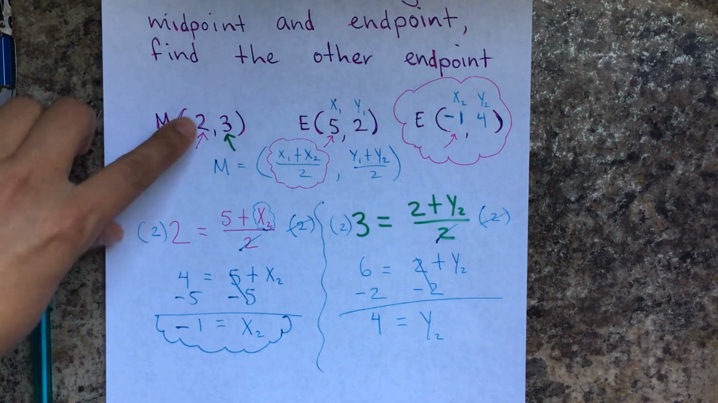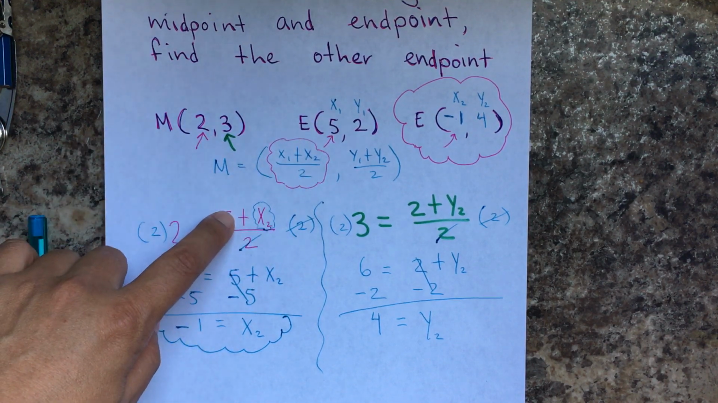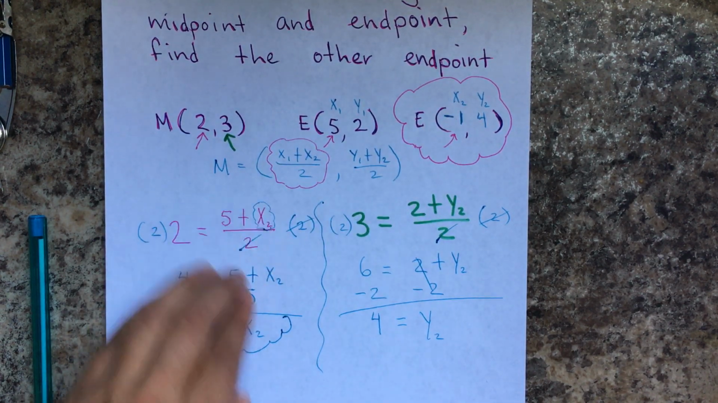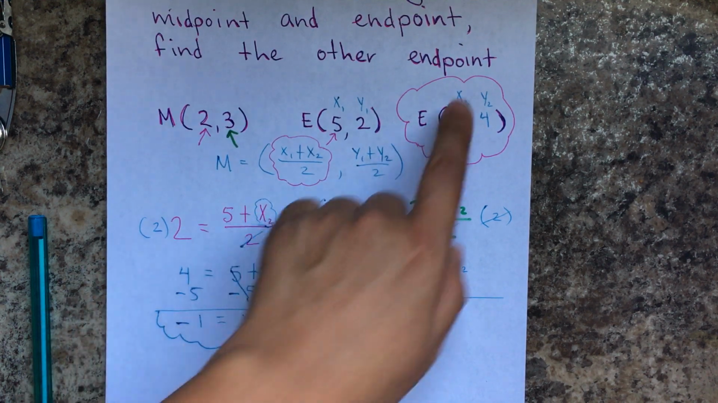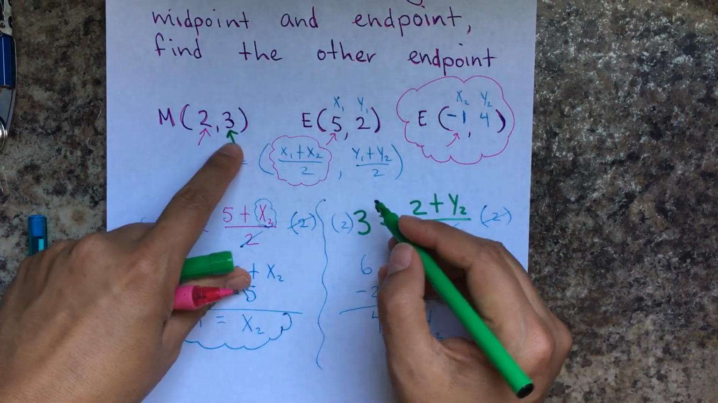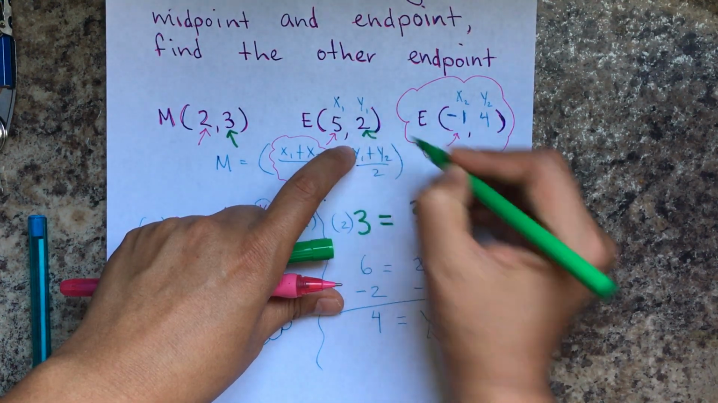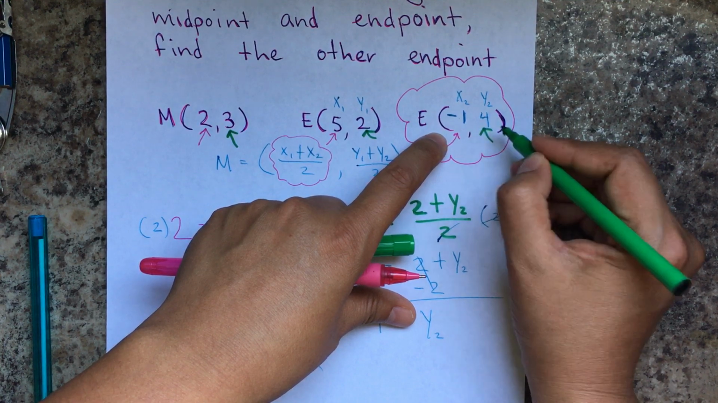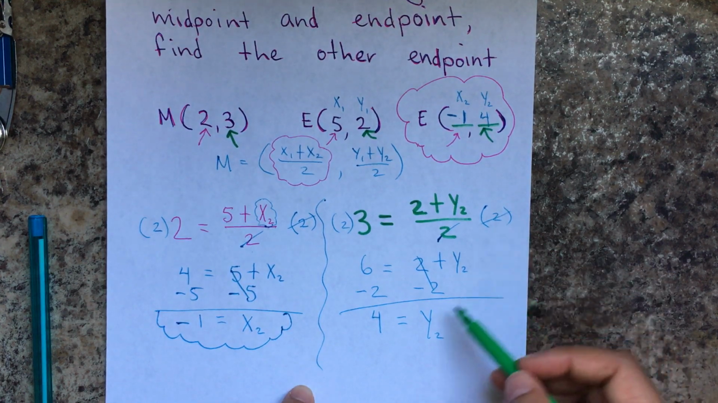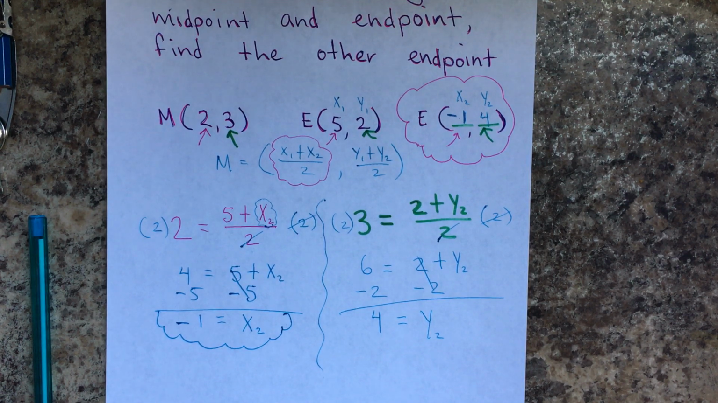Again, the way to do it is put the x equals the value of x1 plus, since this was empty, x2 divided by 2. And then by solving that equation, you'll find the value of x2. In here, what I did was put 3 equals the 2 from here plus, this was empty, so I put y2 divided by 2. Then by solving it, I was able to find the value for y of the second endpoint.